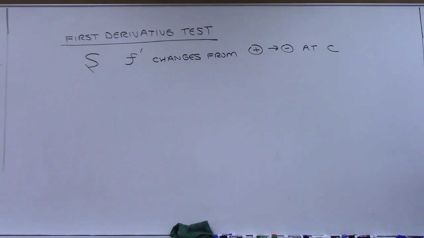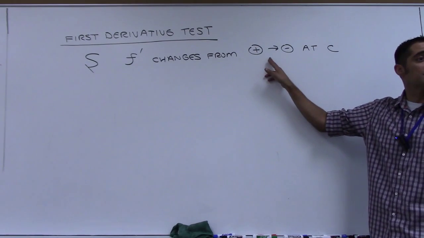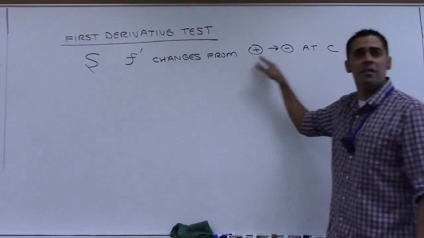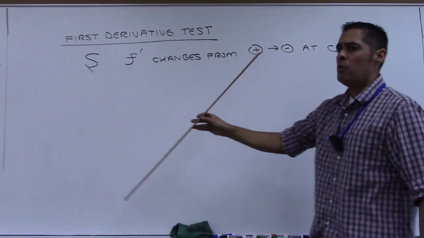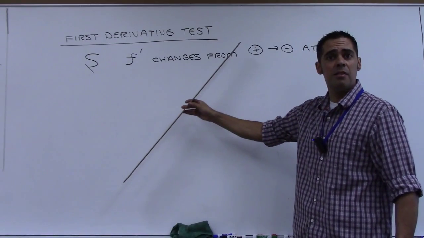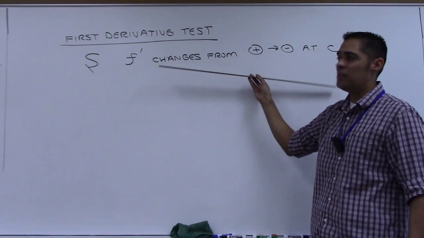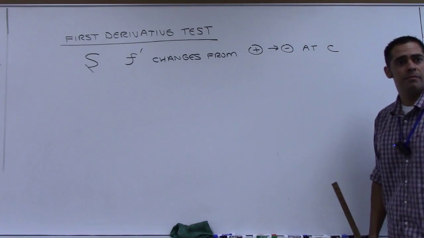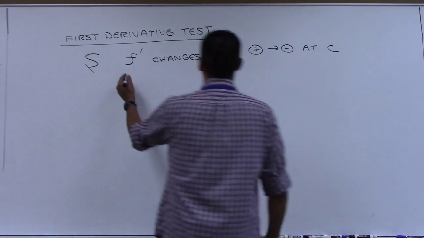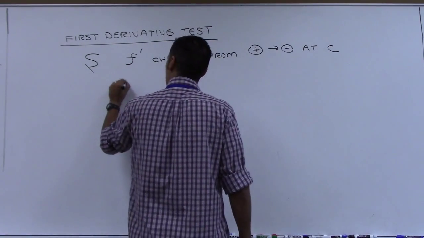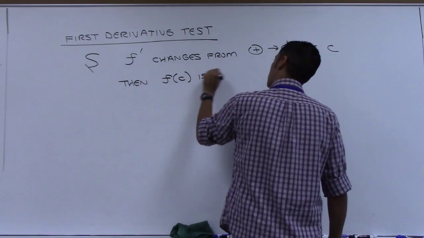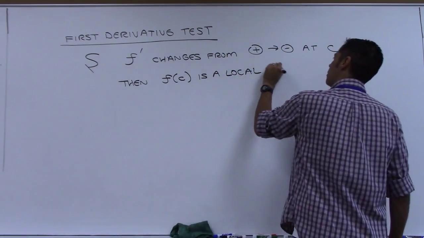That the graph is decreasing. That's a local max. Think about this. Your derivative changes from positive to negative. So somewhere I'm moving along, my derivative is positive, so I'm going up, and all of a sudden at some point it changes to negative. That means I have to have a local maximum, right? So suppose this changes at C. Then f of C is a local max.